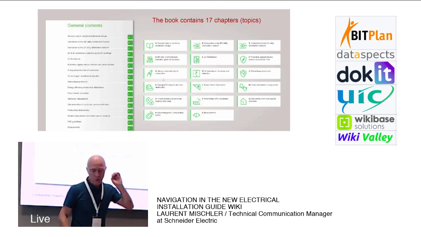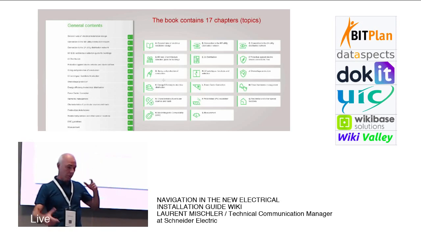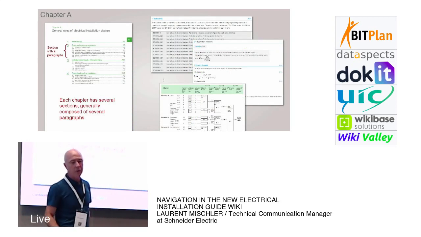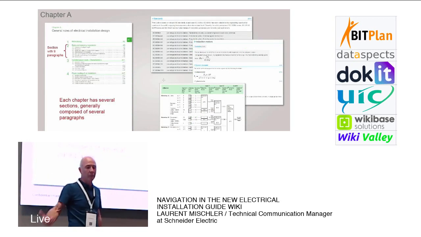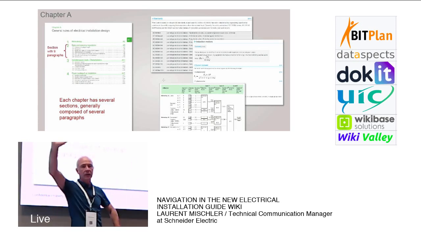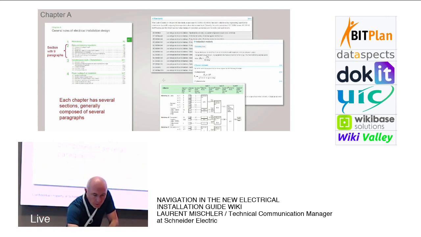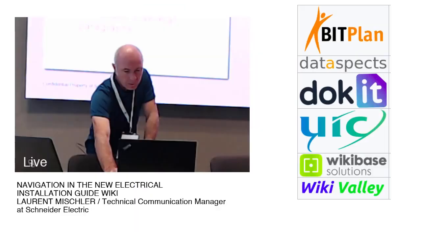So what about the structure? The book is thick, as I said. It has 17 chapters for different topics, and each chapter has sections, and sections have paragraphs. So we have all this kind of architecture. And the wiki has the same kind of structure. So it's more a wiki book than just a wiki with pages that are independent and linked to each other. So that was our challenge. We are preparing a new version of this wiki, and we wanted to simplify the navigation.